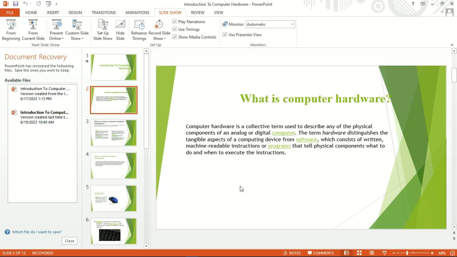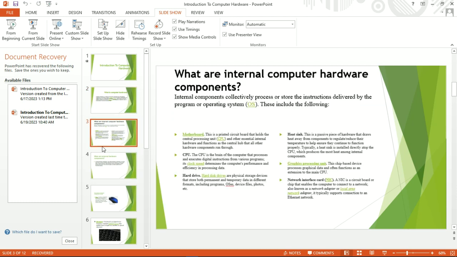Okay, thank you. From my definition, computer hardware is a collective term used to describe any of the physical components of the analog or digital computer. The term hardware distinguishes the tangible aspects of a computing device from software, which consists of written machine-readable instructions or programs that tell physical components what to do and when to execute the instructions.